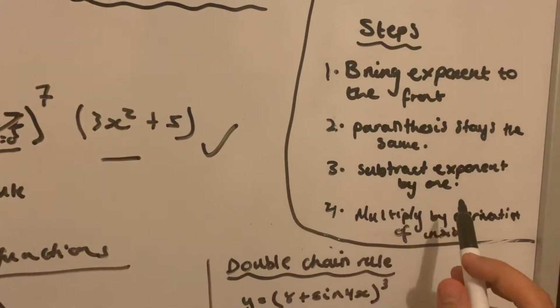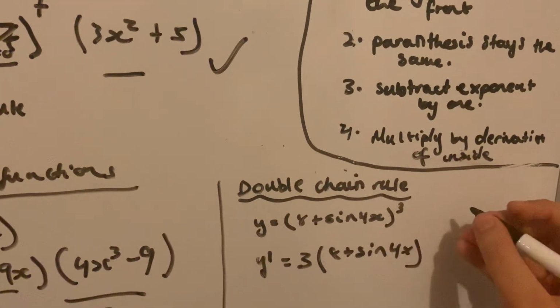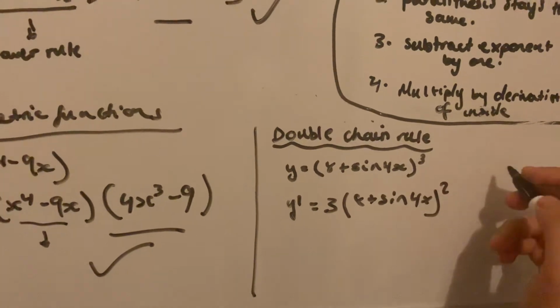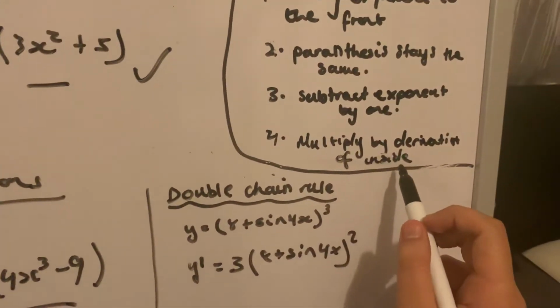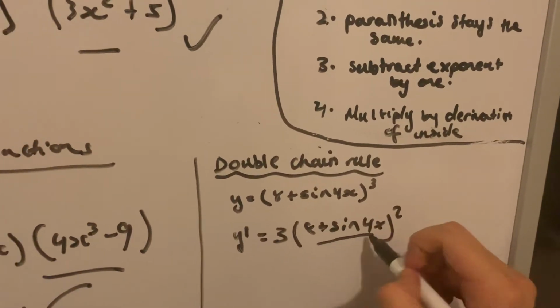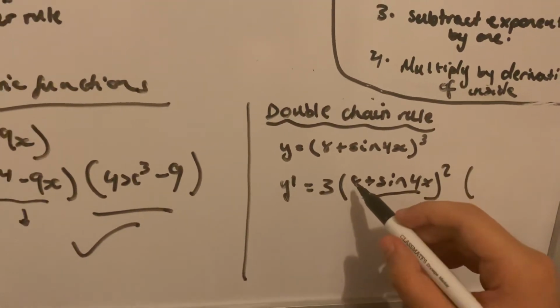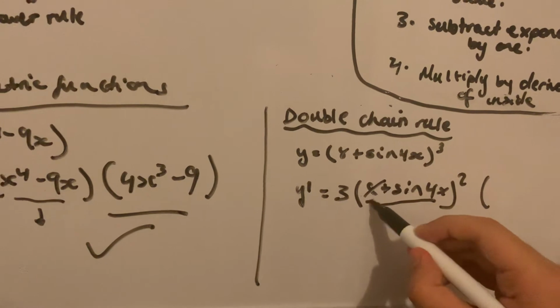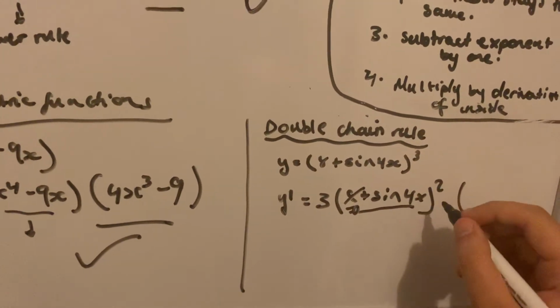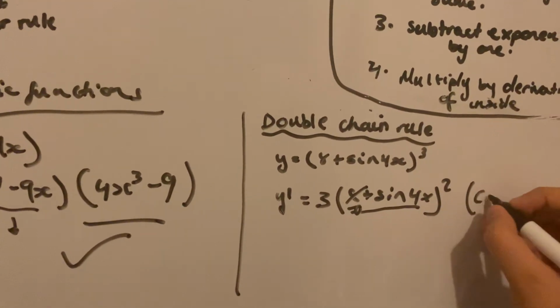Third step, subtract the power by 1. So you subtract 3 by 1, which gives you 2. Now you multiply by the derivative of the inside using the power rule. So you know that the derivative of 8 equals 0 as it's a constant. The derivative of sine will give you cos.